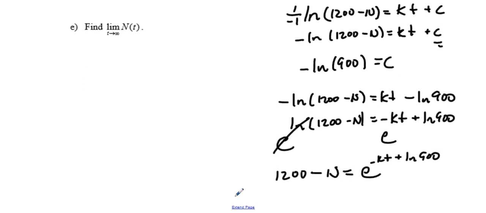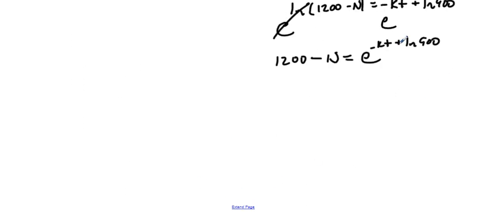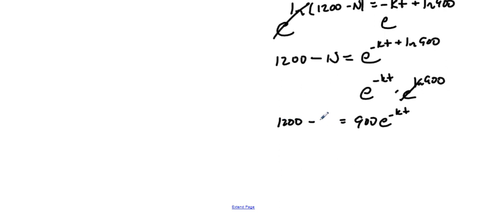Now, whenever we have a plus sign here, we know we can write this as e to the negative kt times e to the natural log of 900. These are inverse operations of each other, so these cancel out. We have 900 e to the negative kt power, and that equals 1200 minus n.